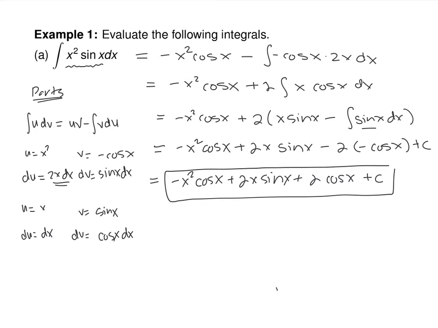And if you have spare time, you could check this by taking the derivative. You'd have to use the product rule on both the first and second terms. But if you take the derivative of this, you should get back x squared sine of x.